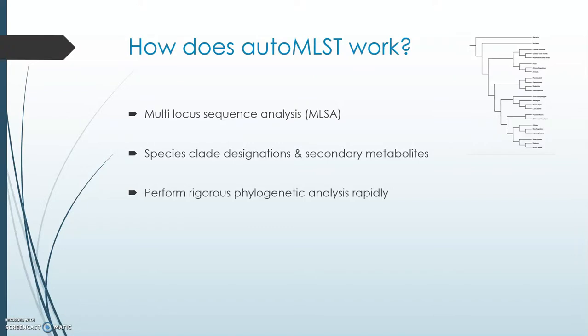The AutoMLST utilizes a multi-locus sequence analysis, or MLSA, to produce a high-resolution tree and thus does not produce a multi-locus sequence typing, or MLST, which is a related classification method. The phylogenetic tree also includes helpful annotations such as species class designation and secondary metabolite counts, which are handy for drug research. AutoMLST can automate selections of reference genomes and outgroup organisms based on one or more query genomes. Because of this, a wide range of researchers can perform rigorous phylogenetic analysis more rapidly compared to manual MLSA workflow.